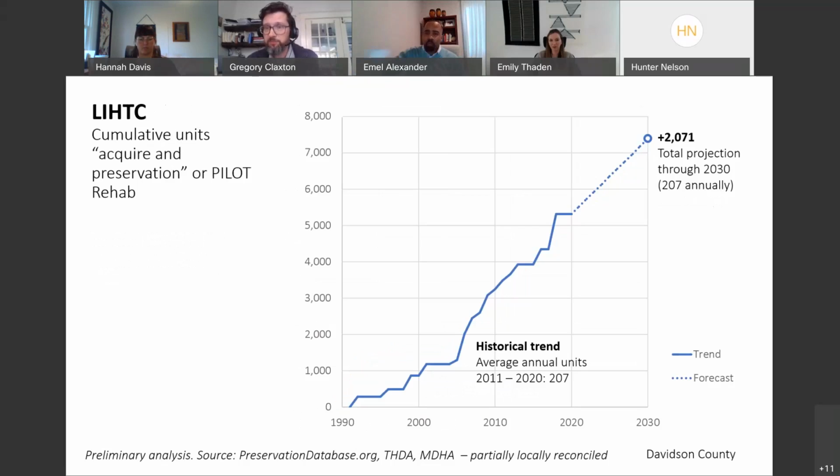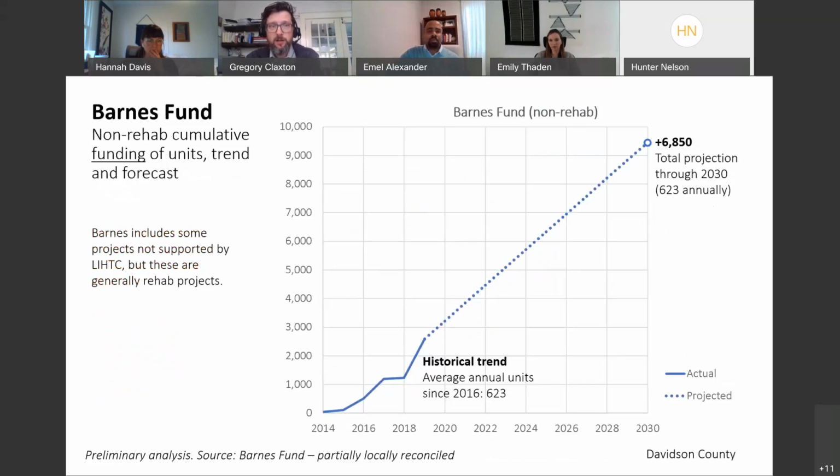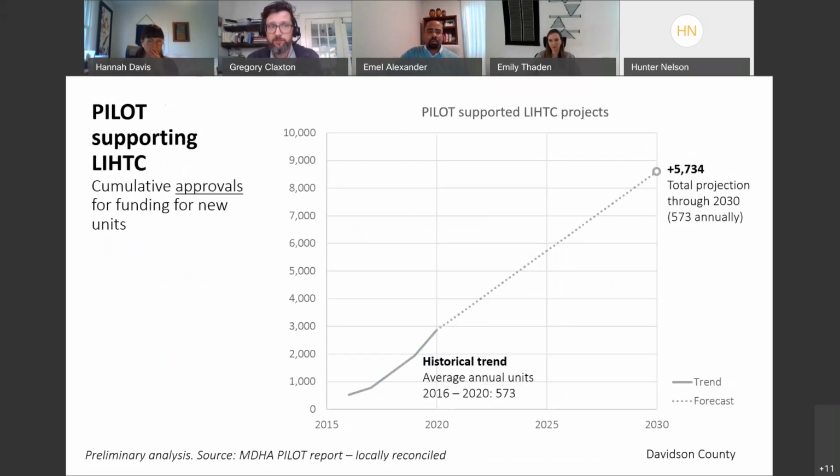And we got some more recent information from LIHTC, so we've pushed the historical trend forward a couple years. So it's a little bit more up to date. Housing choice vouchers, the Barnes Fund for funding of new units, the trend and forecast, pilot supporting LIHTC projects.